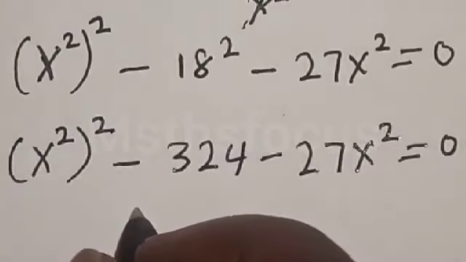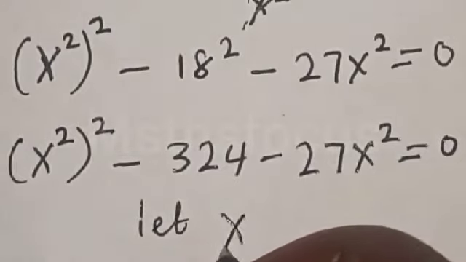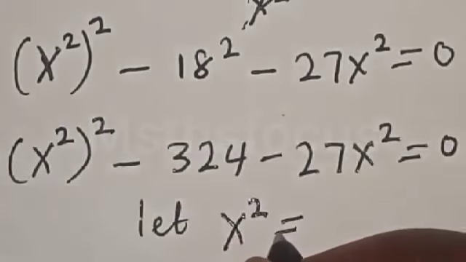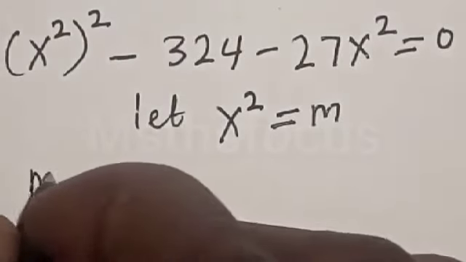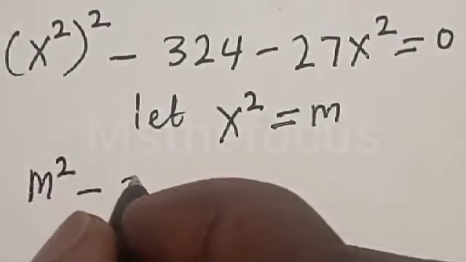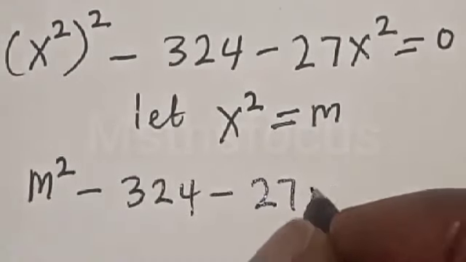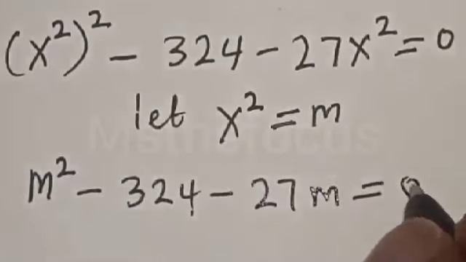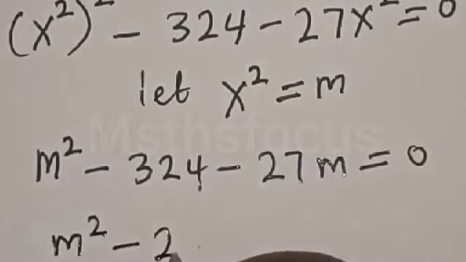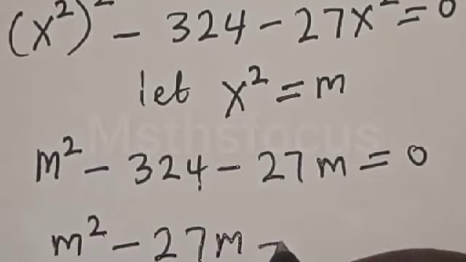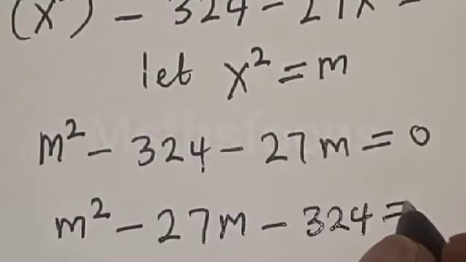And now let x squared be equal to m. Then m squared minus 324 minus 27 m is equal to 0. Let's rearrange this: m squared minus 27 m minus 324 is equal to 0.